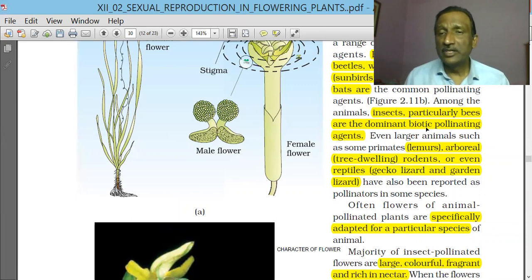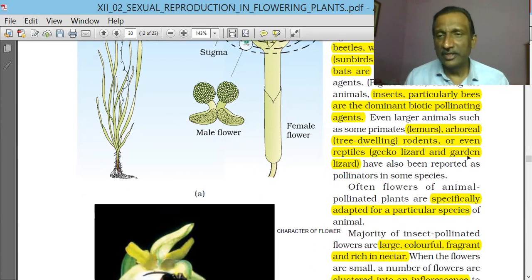Insects, particularly bees, are commonly the dominating biotic pollinating agent. Even larger animals such as lemurs, that is monkeys, then arboreal tree-dwelling rodents, squirrels can be there, and some others may be there. And even reptiles like the gecko lizard and the garter lizard etcetera have been reported as pollinators. So these are some examples of pollinators.